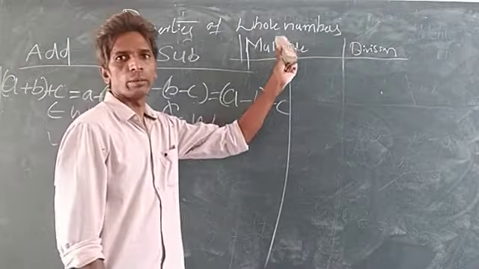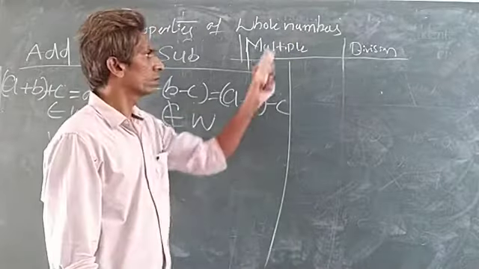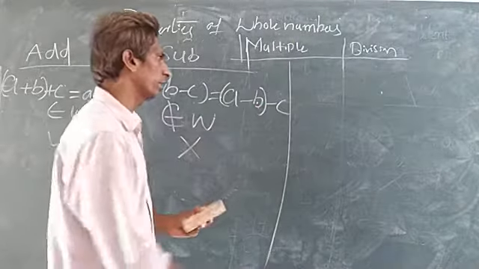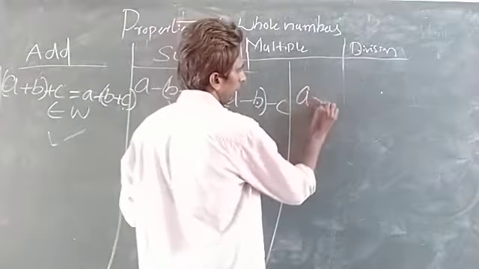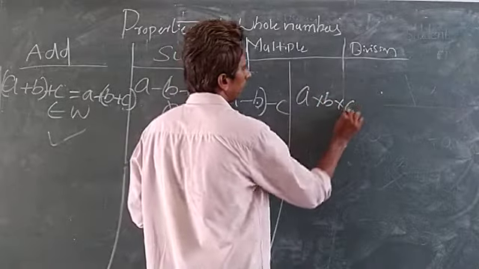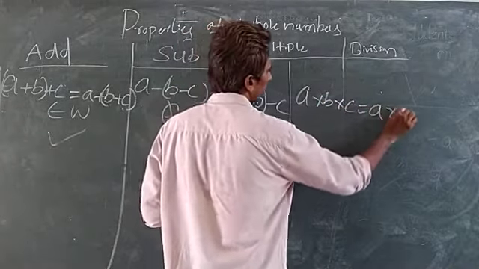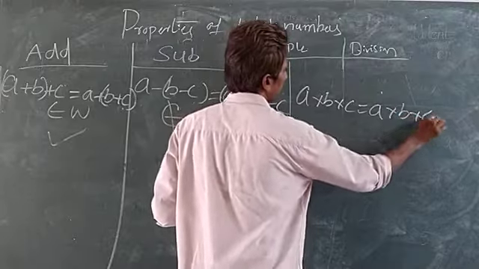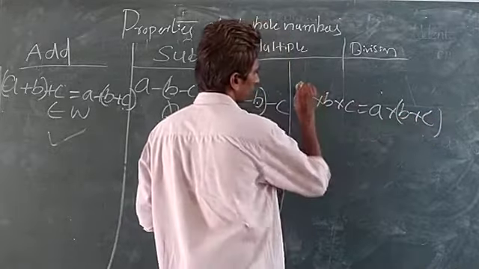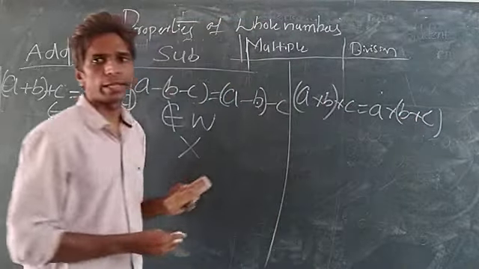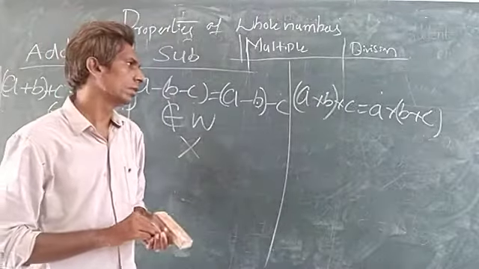See the third one, multiplication. So the multiplication condition: a into b into c is equal to a into b into c, with the brackets on the first two numbers on one side and on the last two numbers on the other. So this is the condition you want to prove.